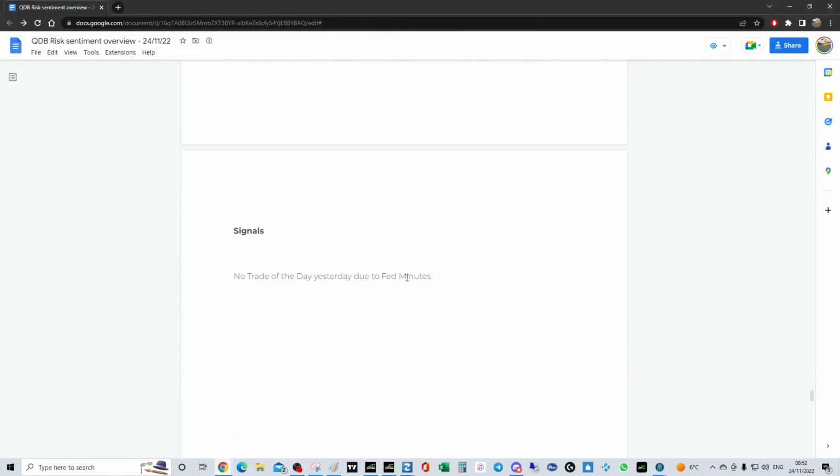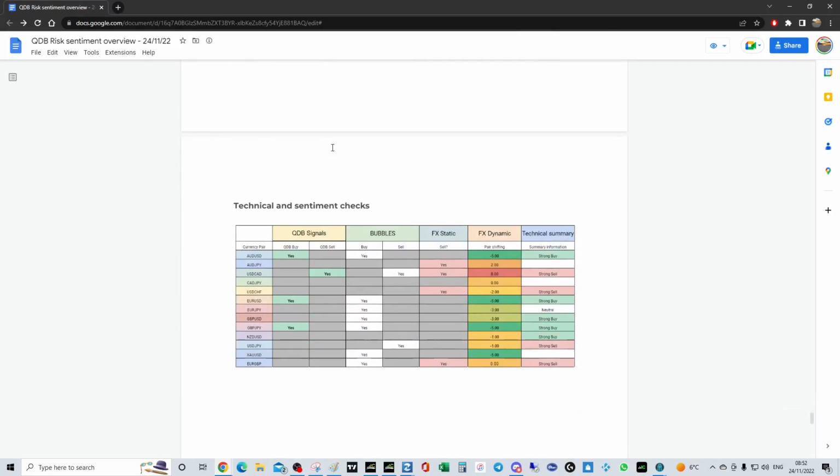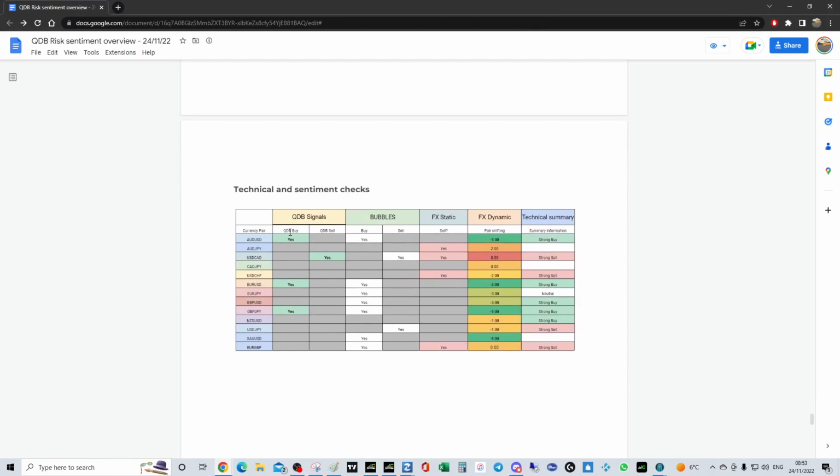No trade of the day because we had the Fed minutes. Today's trade of the day is speculative, so we're not going to take into account the profit or loss. It should be a good trade, and it looks like we're going to a stop loss cluster hunt, then bounce on that particular trade of the day. Today's trade of the day, QDP signals, so we are aligning technically and sentimentally. Fundamentally, you'd have to probably look at other things.